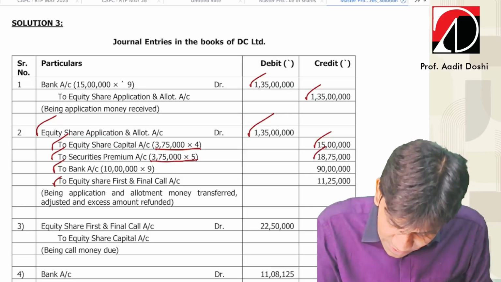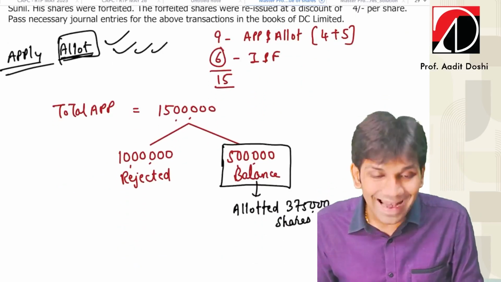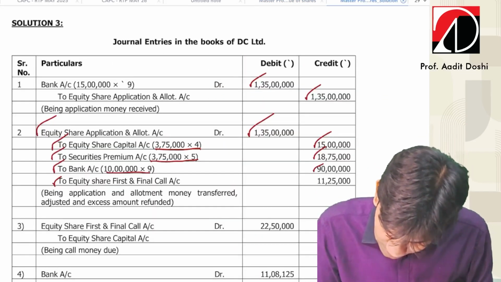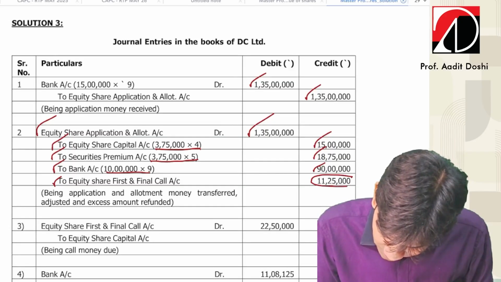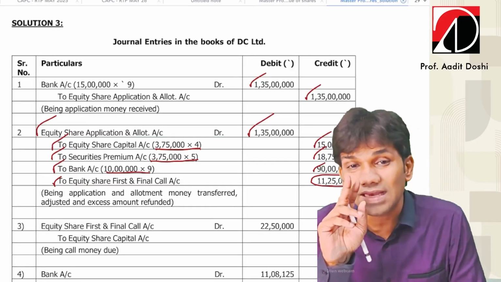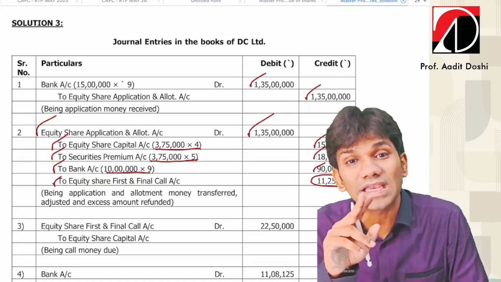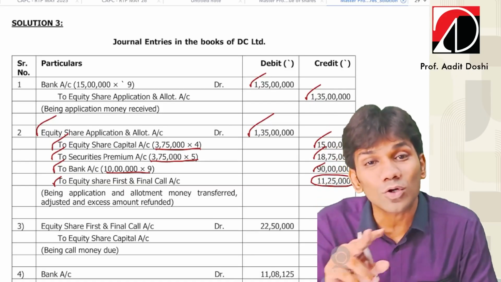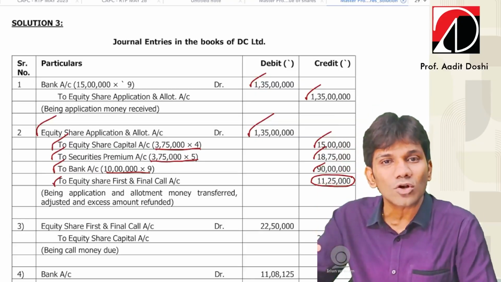How much did I refund? 10 lakh applications I refunded. So 10 lakh into 9, 90 lakh, and this will be my balancing figure. That will be to equity share first and final call. So the entry will be equity share application account debit to equity share capital, to securities premium, to bank, to equity share allotment नहीं हो, to equity share first and final call होगा. Next installment क्या adjust करना है ना?